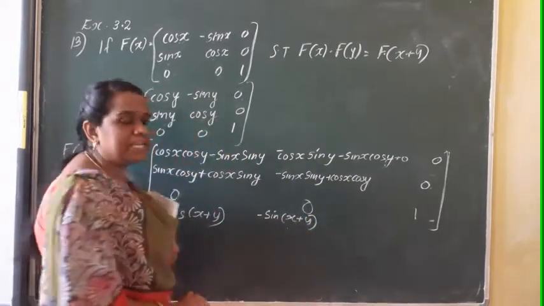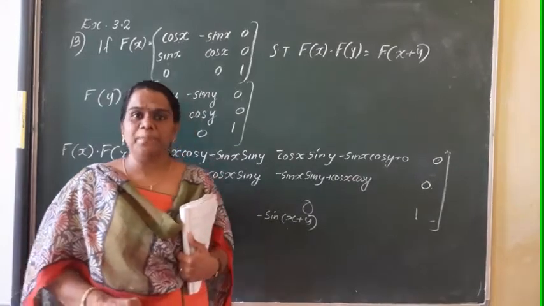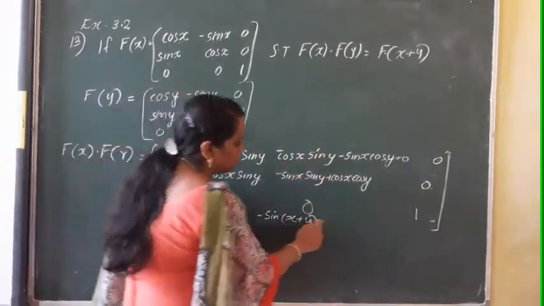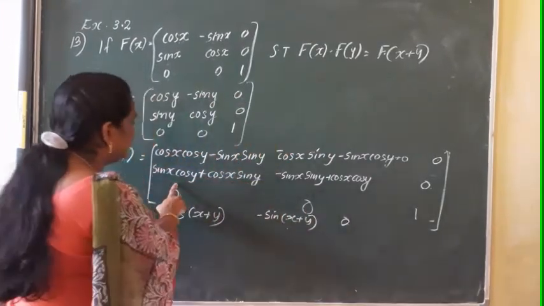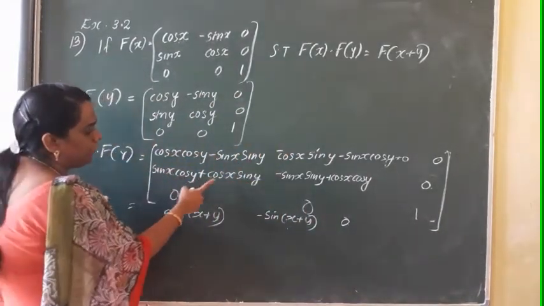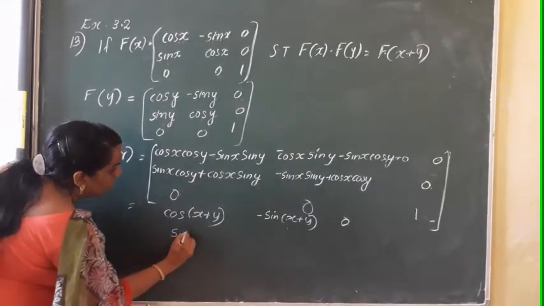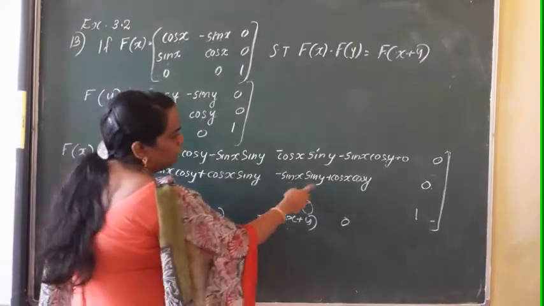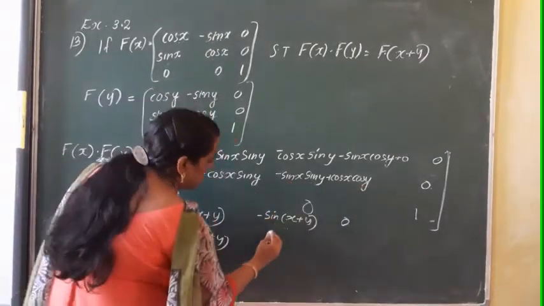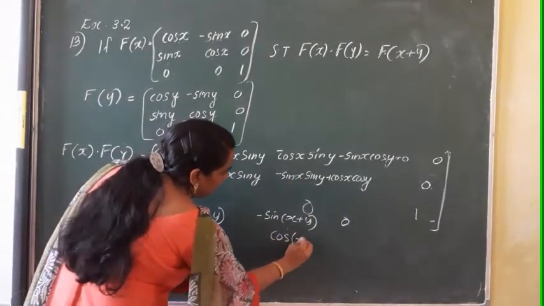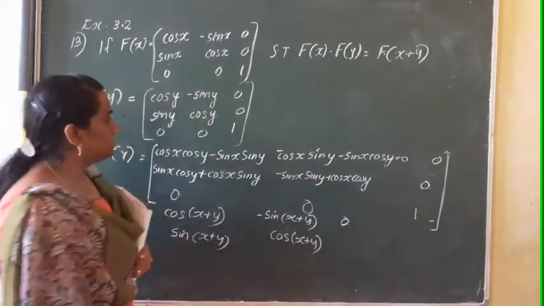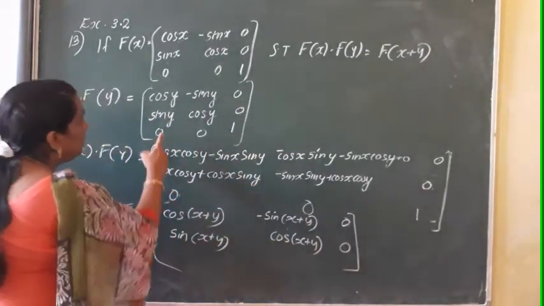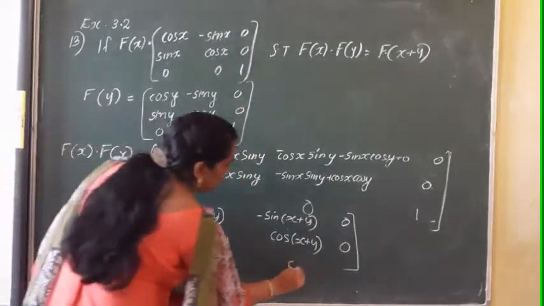Sin a plus b, what is sin a plus b? Sin a cos b plus cos a sin b. Here a minus sign, you can take it outside. Then minus of sin x plus y, 0. Then here it is sin a cos b plus cos a sin b. That is in the form sin x plus y. And here it is cos a cos b minus sin a sin b. That is cos of x plus y. And the next element is 0. And last 0, 0, 1.